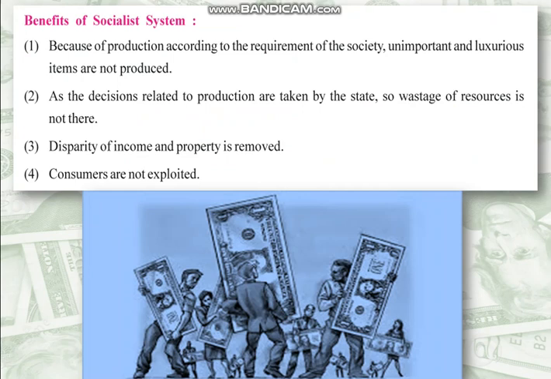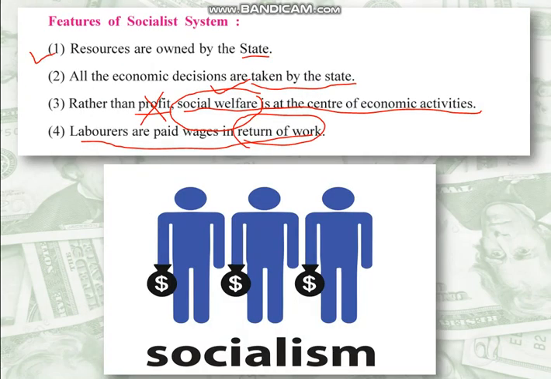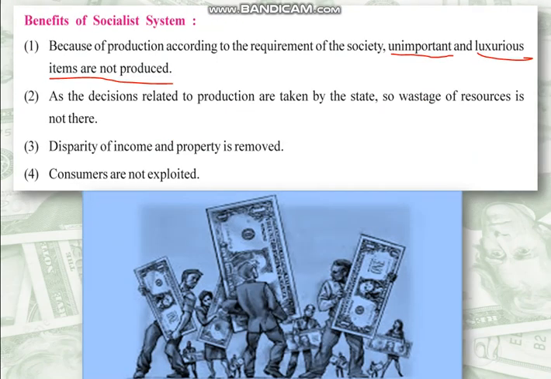What are the benefits of socialism? Like the market system or the capitalist system, we saw the features of it, and we also saw how it is beneficial. What are the benefits of it? Let us see. First, because of production according to the requirement of the society, unimportant and luxurious items are not produced. This is very important. As we have seen in the previous slide, social welfare is important, and that's why unimportant and luxurious items are not produced.